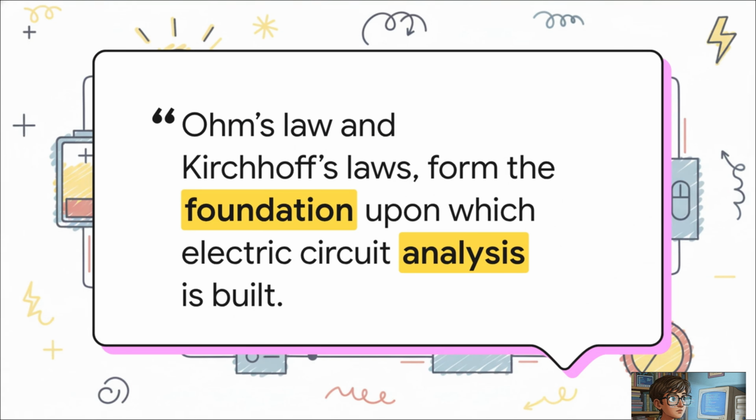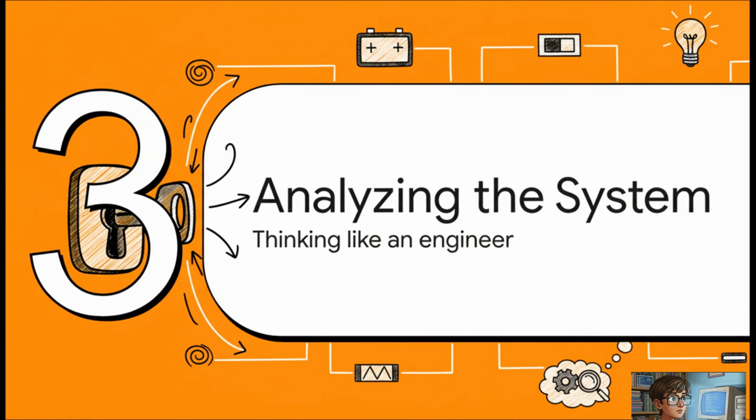And hey, don't just take my word for it. The source material says it loud and clear. Ohm's law and a few others form the absolute bedrock of electric circuit analysis. Everything else, literally everything, is built on top of this foundation. Okay, we've got the parts, we've got the rules. So how do we actually use them to solve problems, like that car ignition mystery?